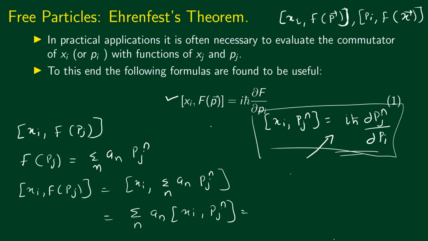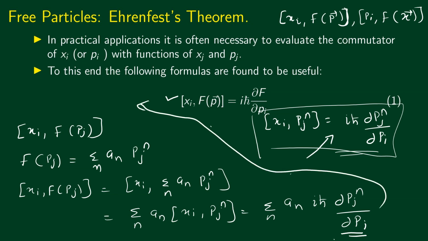So this is the sum over n of a_n times the partial derivative of p_j^n with respect to p_i. There's also an iħ which I missed, so let me write it: a_n multiplied by iħ times the partial derivative of p_j^n with respect to p_i. Now we see that this derivative can be pulled out because these a_n's are constants. So let me write iħ times the partial derivative with respect to p_i of the sum over n of a_n p_j^n. Now what is this?